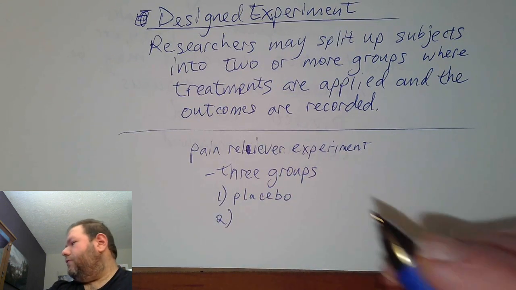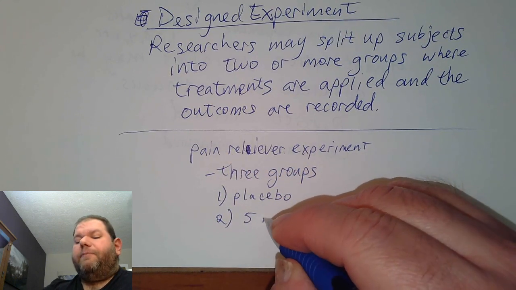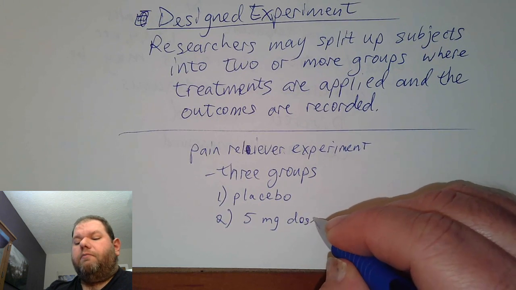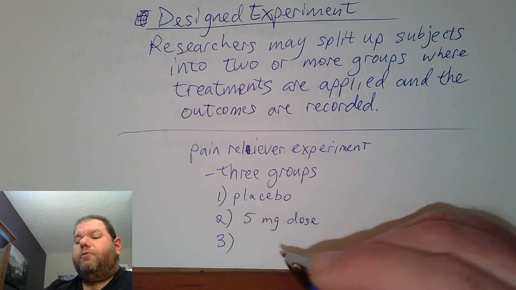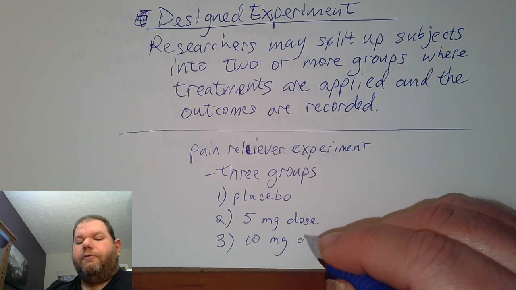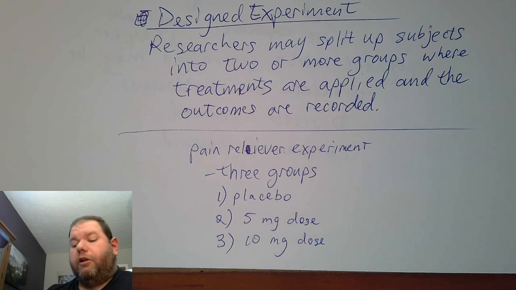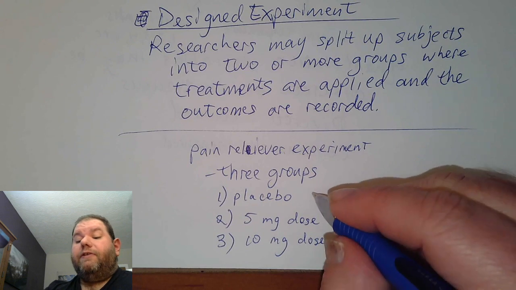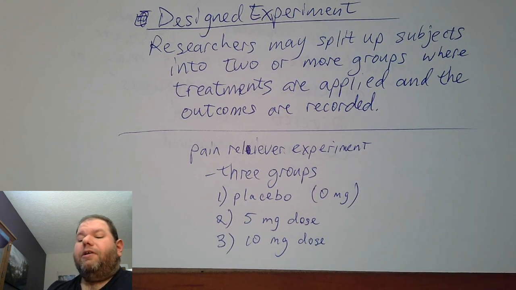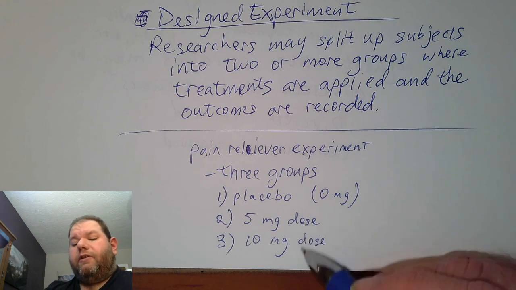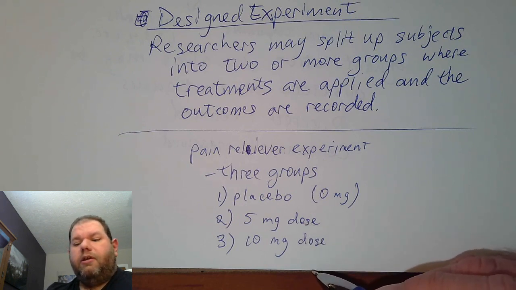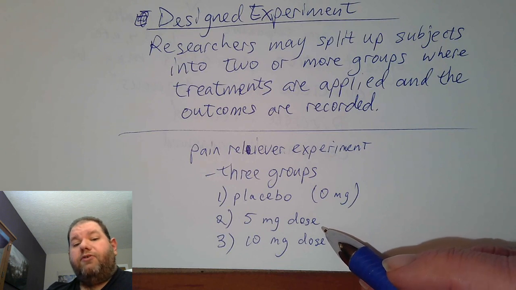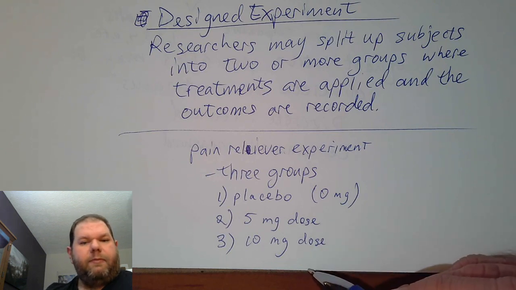Our second group, let's say we give them 5 milligrams of the dosage, and a third group we'll give them 10 milligrams. Whatever it is we're talking about, I don't even know what kind of pain reliever we're talking about here. But what we may be doing is, first of all, testing what happens when they don't receive any of the medication. So technically this is the 0 milligram group. And then the second group receives 5 milligrams, and the third group receives 10. And we can kind of see how different dosages affect these groups. You know, is 5 milligrams sufficient, or does that not work as well as 10 milligrams, for instance?